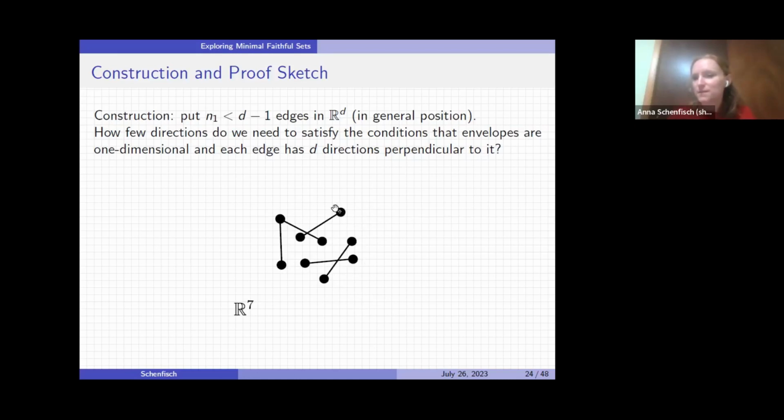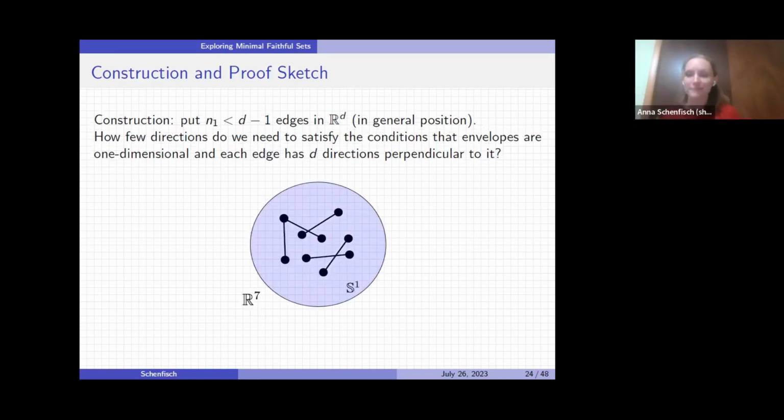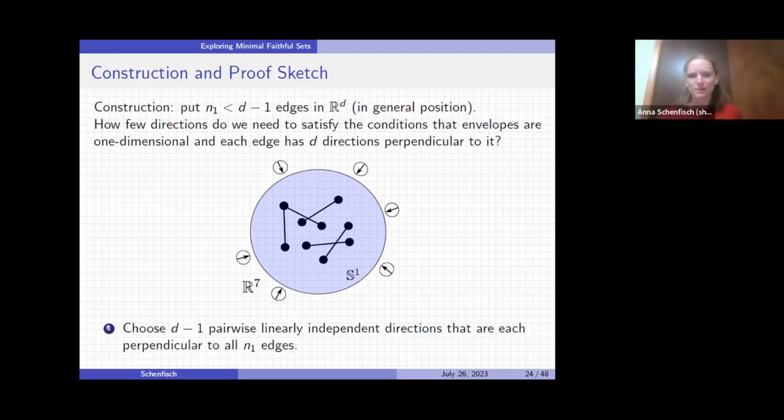How many directions are perpendicular to all 5 edges at once? We had D minus the number of edges minus 1. So 7 minus 5 minus 1. We end up with a copy of S1. So the directions perpendicular to this entire collection of edges are parameterized by S1. We have uncountably many choices. So let's choose D minus 1 of them. So we'll have 6 directions that we're choosing that are perpendicular to all the edges in our collection.